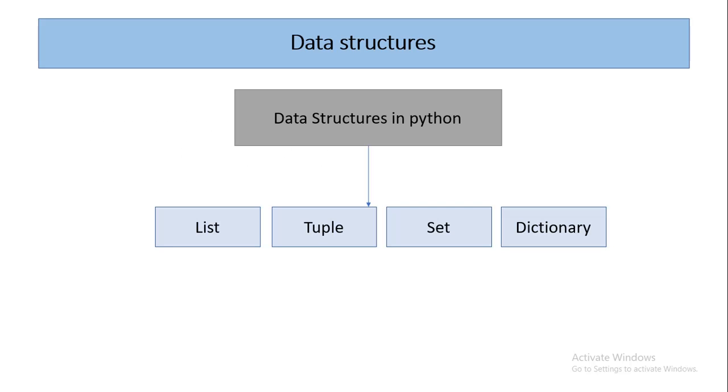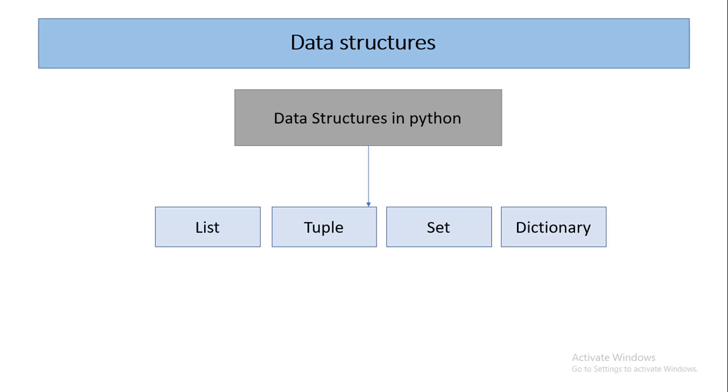First of all, what is the need of data structure? Till now we learned how to store a value in a variable. So we can just store a single value, for example x equal 5, x equal 10. We can store any data type in a variable, but only a single value. For example, we cannot store x equal 5 comma 6 comma 7. So multiple values cannot be added in a variable. So to store multiple values, we need data structures. We have four types of data structure: list, tuple, sets and dictionary.